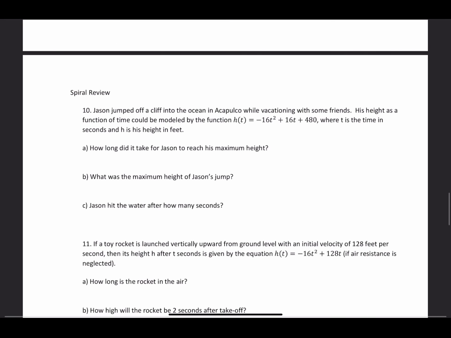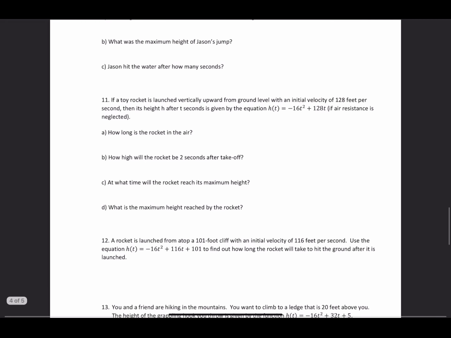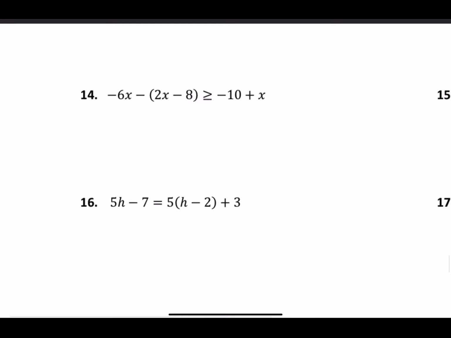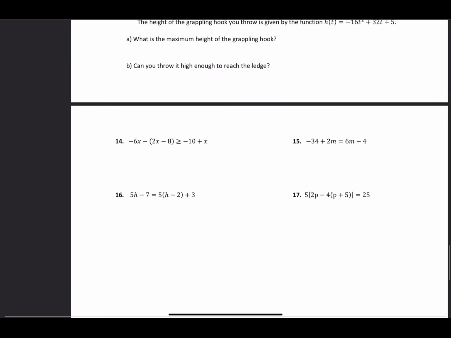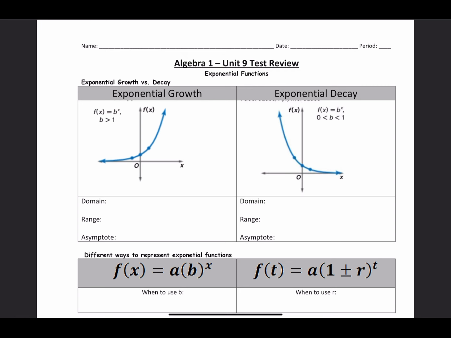This time I'm going to do my best to go back. So notice we have some quadratics. We have mostly quadratics, factoring, what do you do with a parabola, and how do you solve some basic linear equations. But to begin with, we have exponential functions. This is what we've been learning.